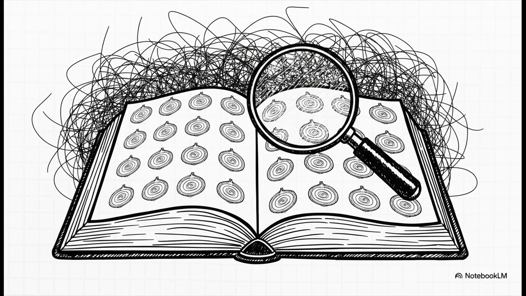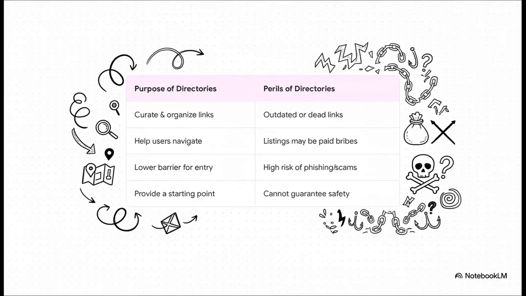Well, the answer is something called directories. You can think of them like the yellow pages for the dark web. They're basically websites, sometimes even on the regular internet, that collect and organize all those .onion links to try and help people find their way. But here's the catch. These directories are, well, they're far from perfect.